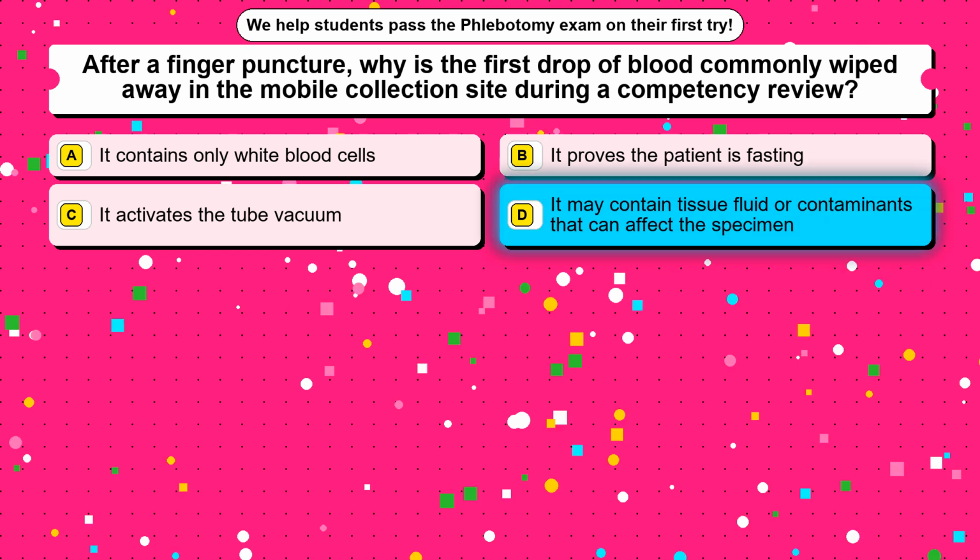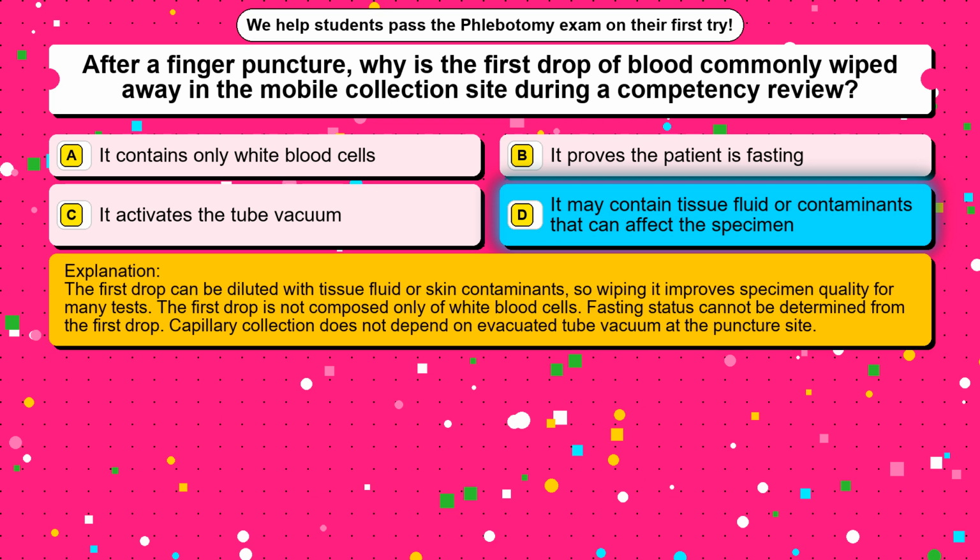The correct answer is option D. It may contain tissue fluid or contaminants that can affect the specimen. The first drop can be diluted with tissue fluid or skin contaminants, so wiping it improves specimen quality for many tests. The first drop is not composed only of white blood cells. Fasting status cannot be determined from the first drop. Capillary collection does not depend on evacuated tube vacuum at the puncture site.